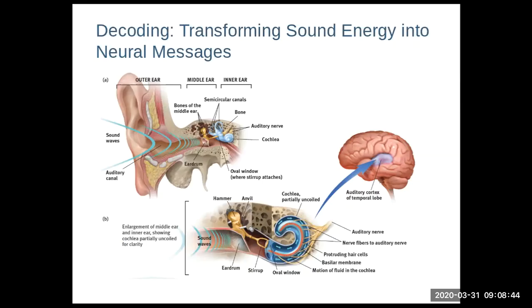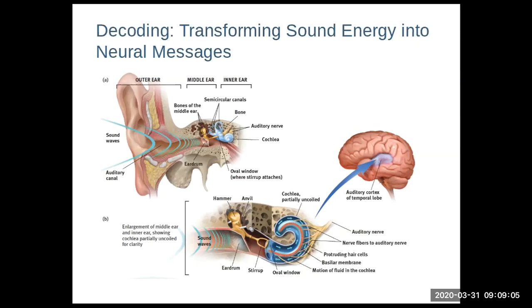So there's a little oval window, and once the sound wave goes past the hammer, anvil, and stirrup, it goes through the oval window and into the cochlea of the inner ear, and then it goes into the fluid of the canals, as you can see. Threaded in the canal on the bottom side are those hair cells.